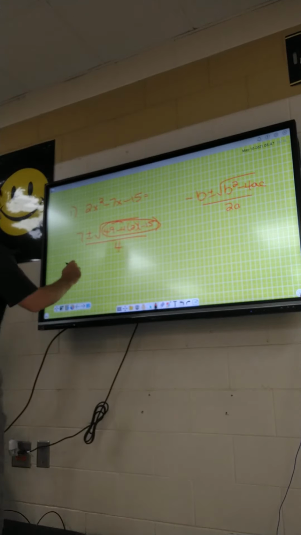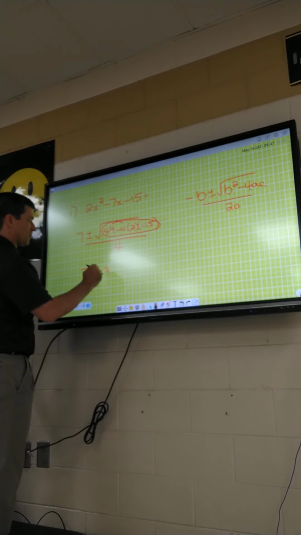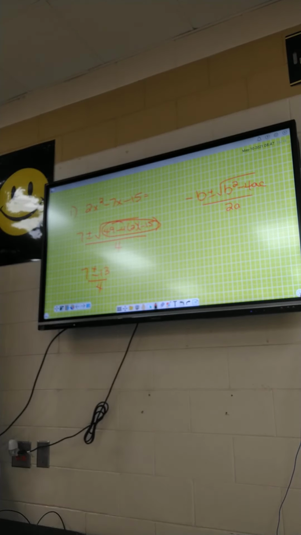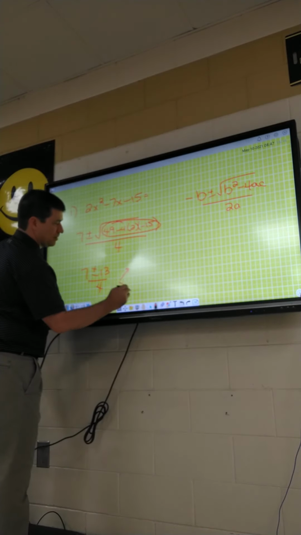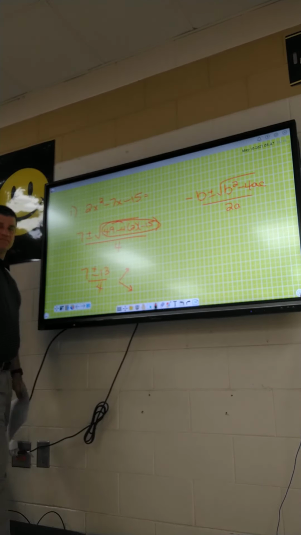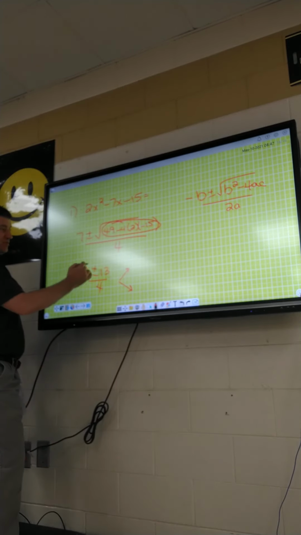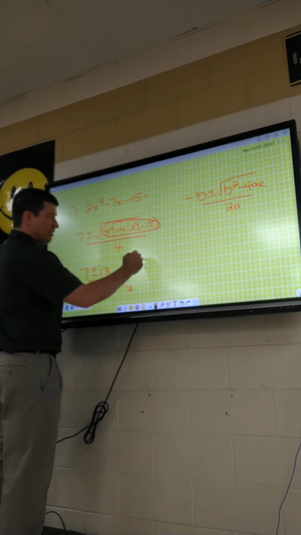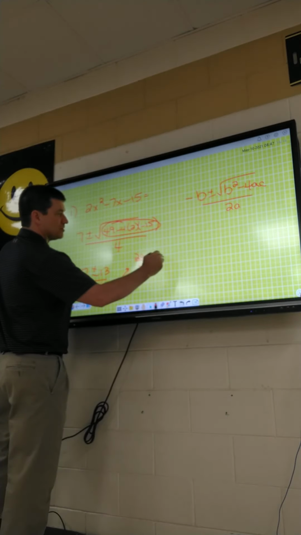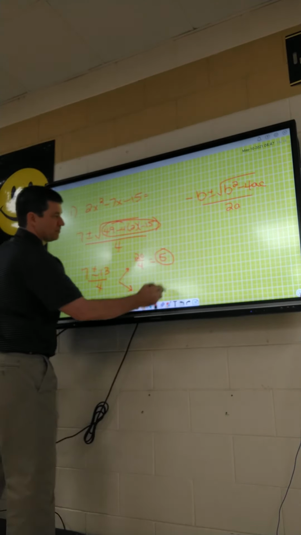All right, so I got 7 plus or minus 13 over 4. Does everybody know how we got that? All right, now from here, does anybody remember how we finished the problem? You got to find both answers. How do I find the first answer? It's got a plus and a minus now. First answer is 7 plus 13. That's 20 over 4. So my first answer is 5.